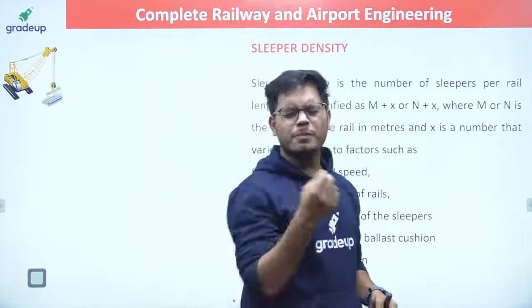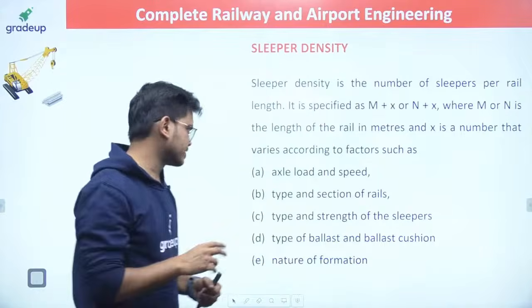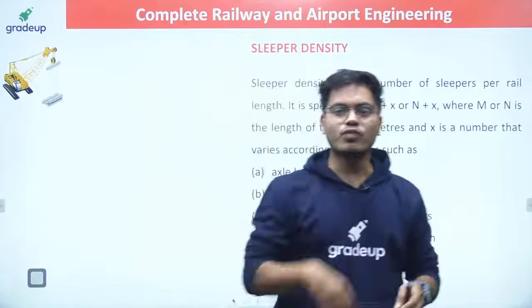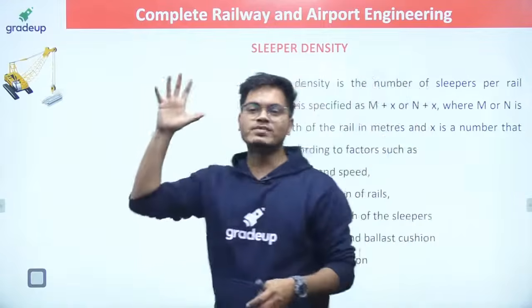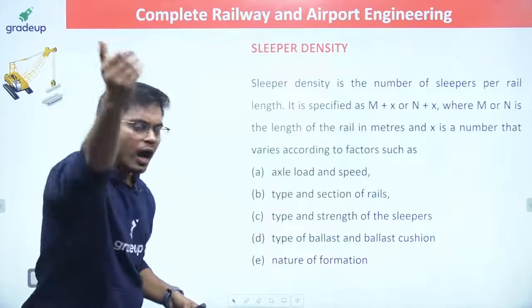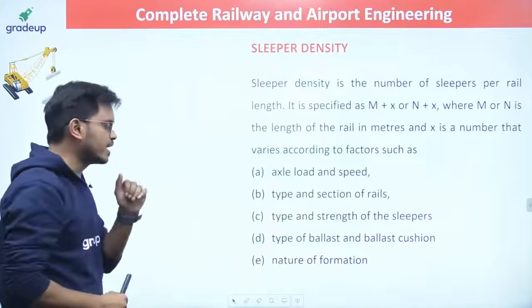That concept is a little bit painful, so I'm not going to discuss it. Basically, the number of sleepers in one rail length is your sleeper density. Concept finished. How the question will come, I will tell you.